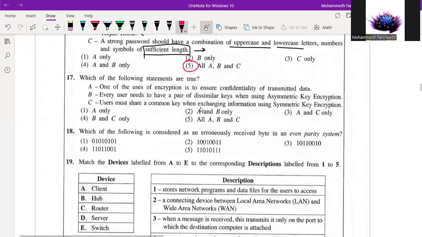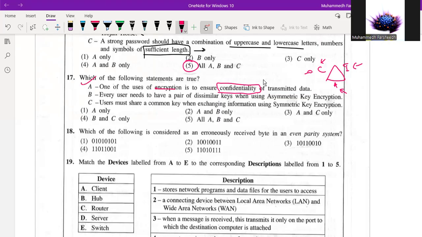Going ahead, question number 17. Which of the following statements are true? One of the uses of encryption is to ensure confidentiality. Okay, in computing and security, we have something called the CIA triad: confidentiality, integrity, and availability. Confidentiality says that the information you are sending is confidential. Integrity states that it is true, reliable, honest. The information that you're getting is true information. And finally, availability. Whenever you request access, you should have access. Confidentiality is ensured by encryption.